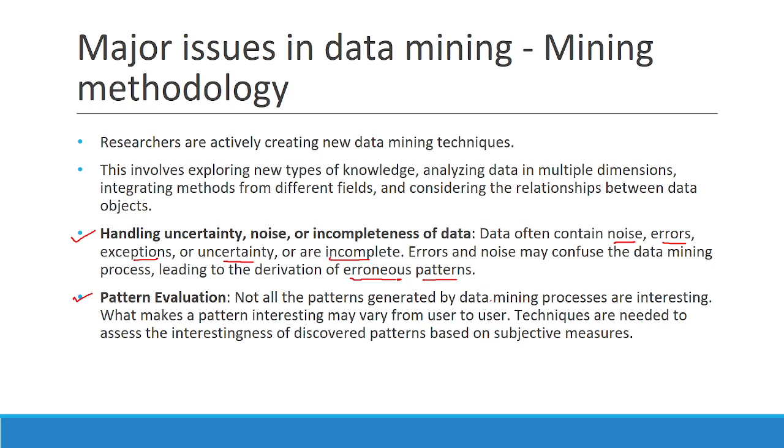So there must be some techniques needed to calculate the interestingness of a discovered pattern based on subjective measures, like based on the user's requirement. If I specify my requirement, accordingly those patterns should be generated. There must be some technology where I specify my requirement and according to that the patterns will be generated. But there is no technology present as such according to user requirements, according to subjective measures.